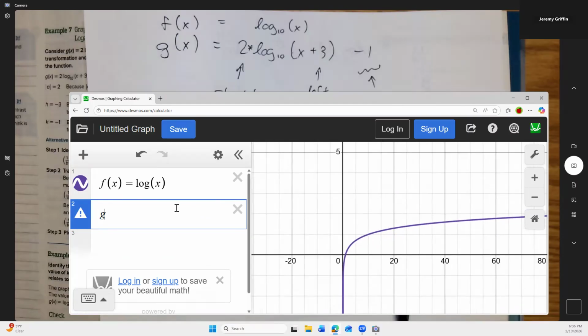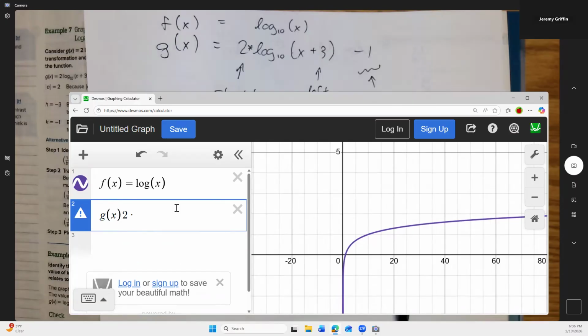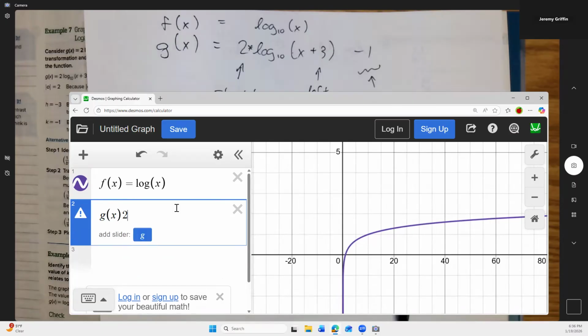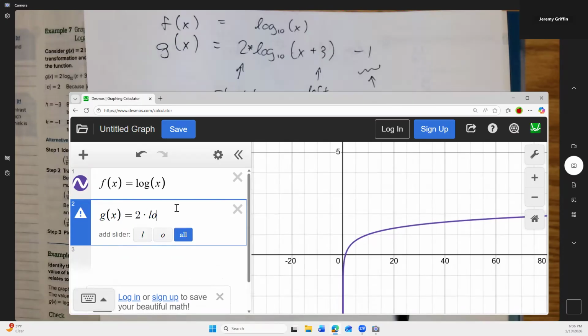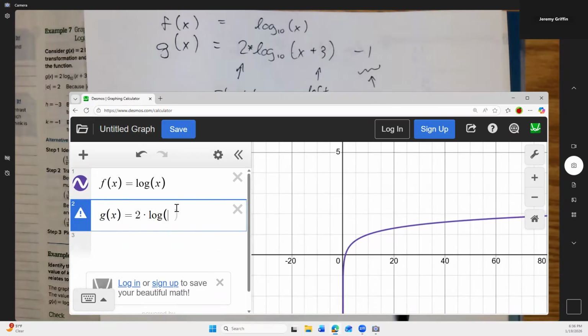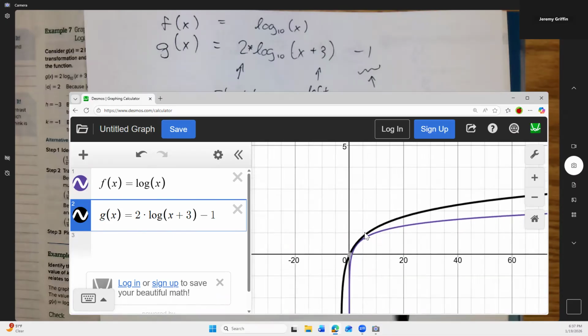All right, so g of x, I'm going to be translating around. So g of x equals 2 times, so it's going to be like twice as tall. I still have log base 10. I can just write log, right? Base 10 is assumed. x plus 3, so that's going to send it left 3. And the whole thing minus 1, it should go down 1. Yep, that's just what it looks like. I said that black curve is about twice as tall as that blue curve.